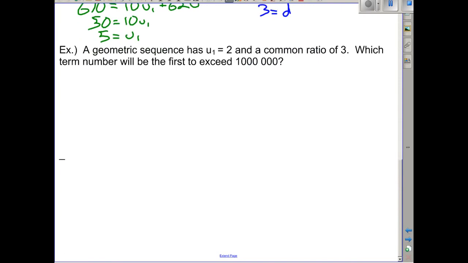Okay, so that means we're going to use our geometric sequence formula. un equals u1 times r to the n minus 1. Let's plug in what we know here. We know that our u1 is 2, that our common ratio is 3. We're looking for the term number, which would be n. And actually, we want that value to exceed 1,000,000. Okay, so if I read this from right to left, it's saying 2 times 3 to the n minus 1 is greater than 1,000,000. Now, we could solve a corresponding equation.